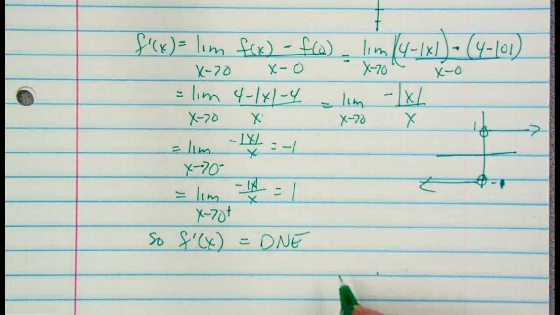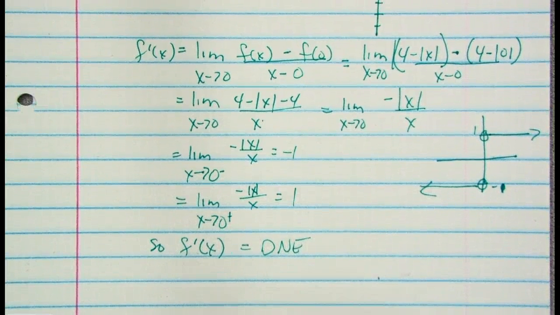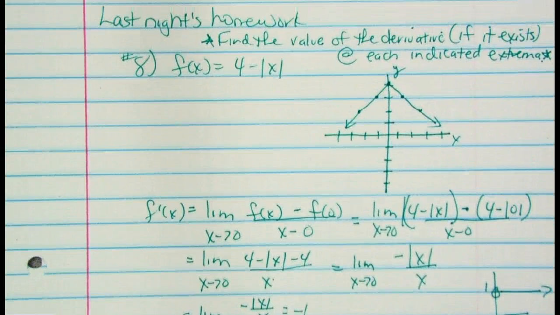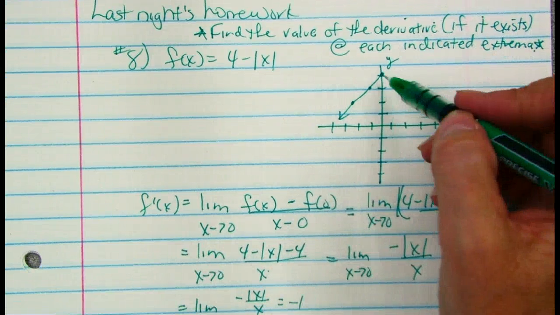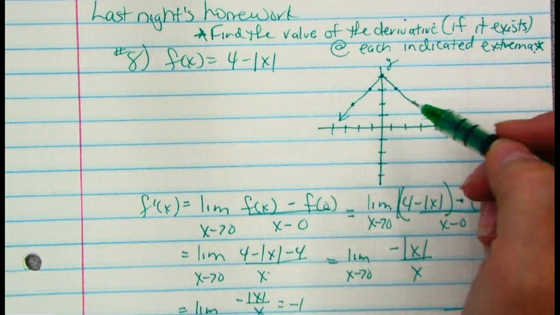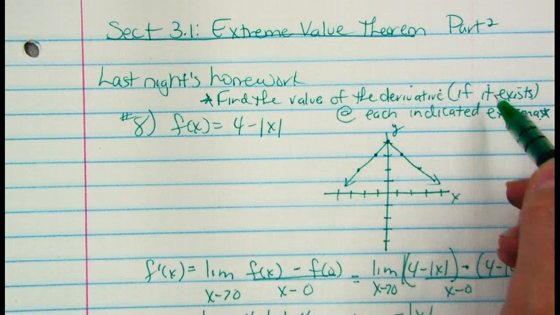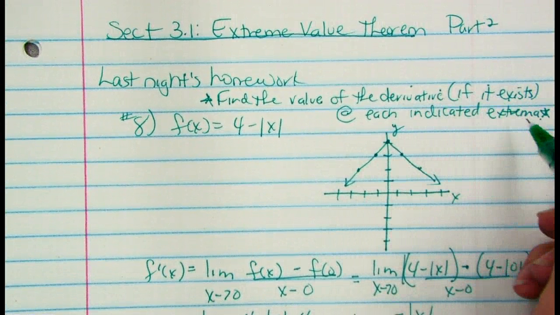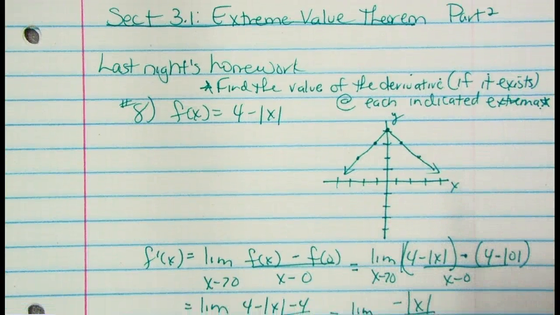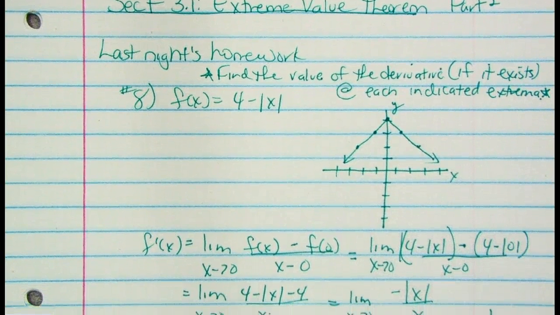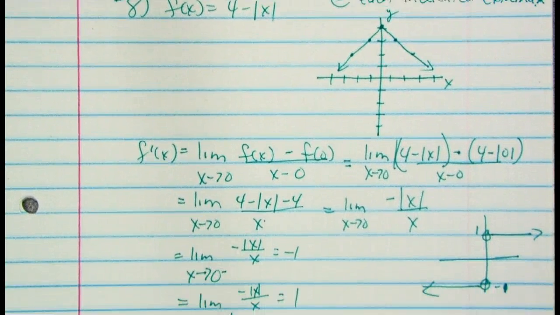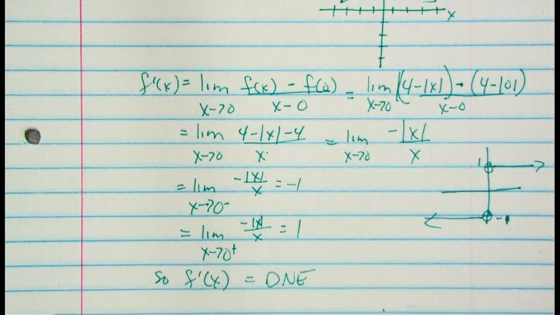So we have verified, as we were supposed to, from the picture, that this is a critical value. In other words, find the value of the derivative if it exists. Well, it doesn't exist at each indicated extrema. And we already know from later problems that that means it's a critical number.